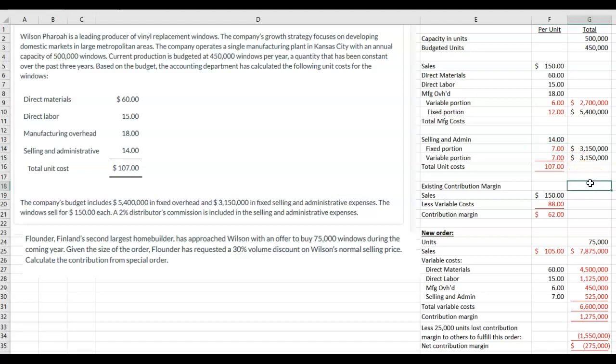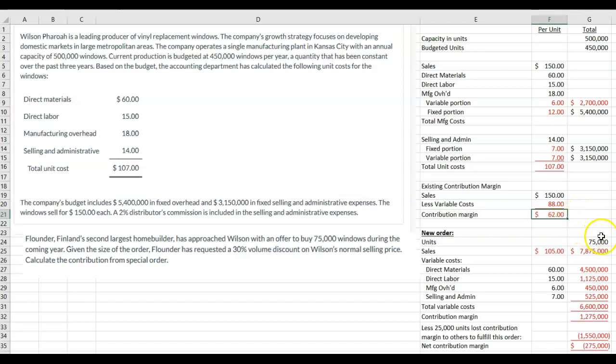Okay, so then what we want to do is we want to say, well, what's the existing contribution margin? Well, it's $150 less variable cost. Well, what are the variable costs? Let me hit my F2. It's all of those items highlighted there, right? The direct materials, the direct labor, the variable manufacturing overhead, and the variable selling and administrative costs, because sales less variable cost is our contribution margin. Okay, so then we can compute the contribution margin.